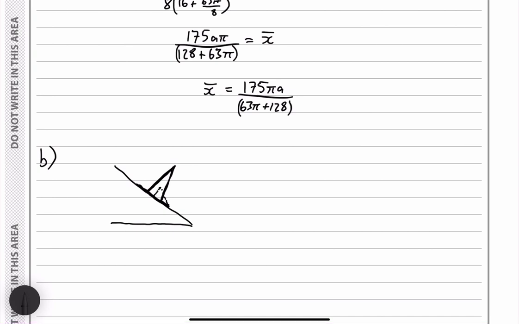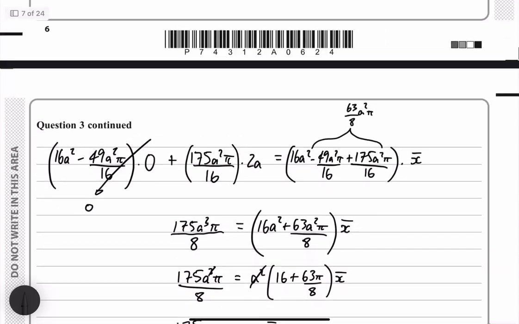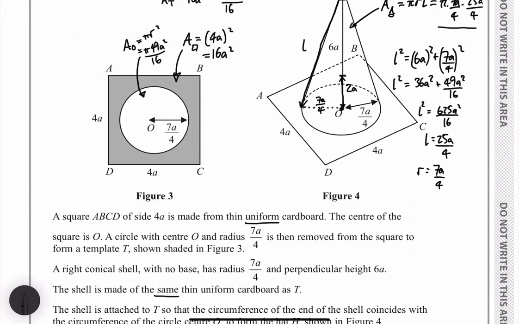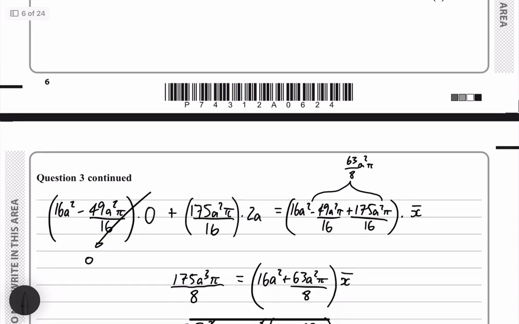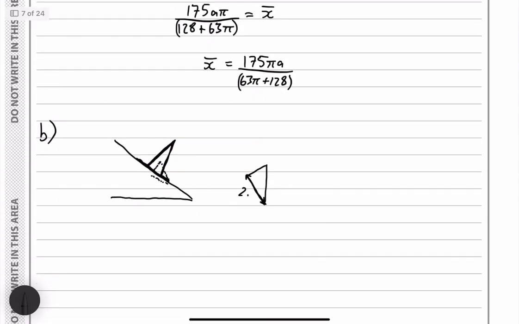This we know, and this we know, so we should be able to find, if I draw it slightly better over here, this distance here is half of the square. So from the edge of the hat to the center is 2a. So this is a 2a distance, that's this bit here. The center of mass is 175 pi a over 63 pi plus 128. That's this distance here, up from O, here on my diagram.